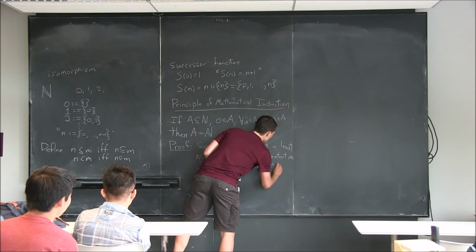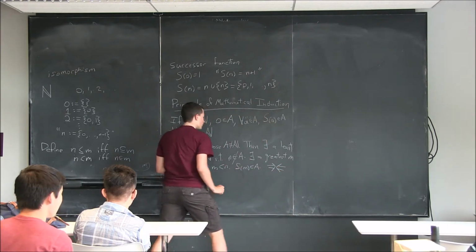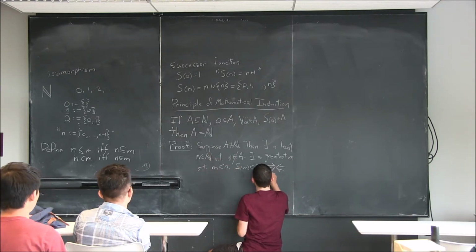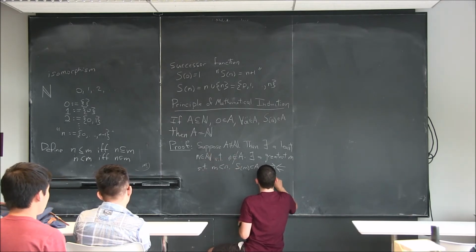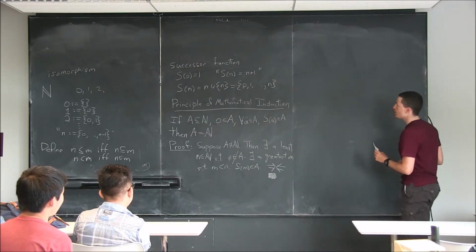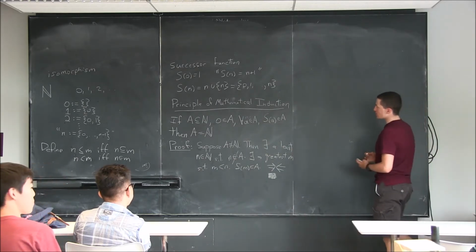So a contradiction, and so that means the assumption that we made here, which is that a and n are different, must be false. I'm using the whole blackboard just in case you guys are not there. Okay, so we proved this.